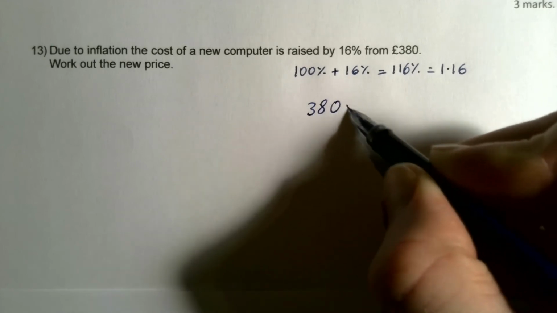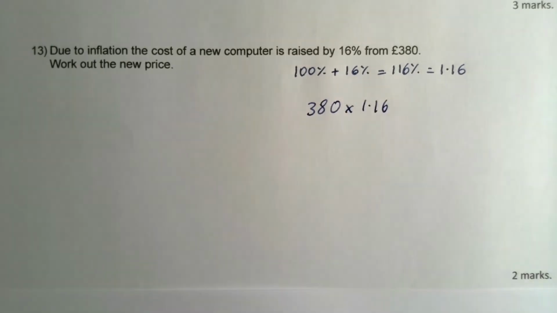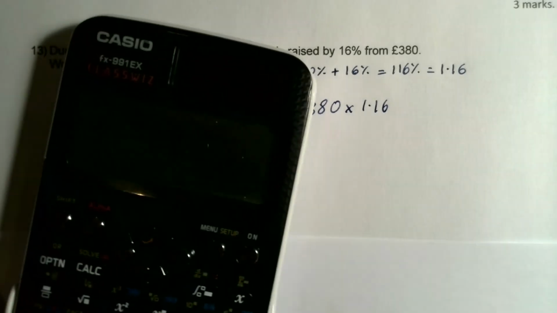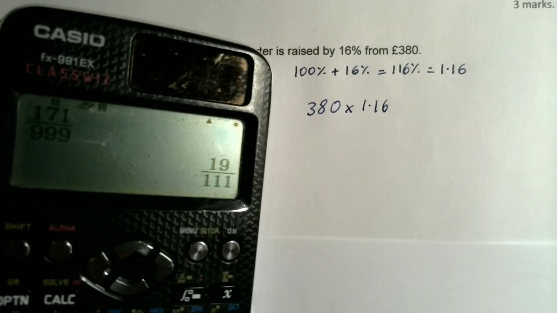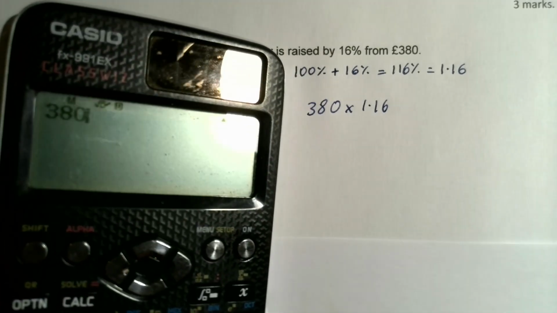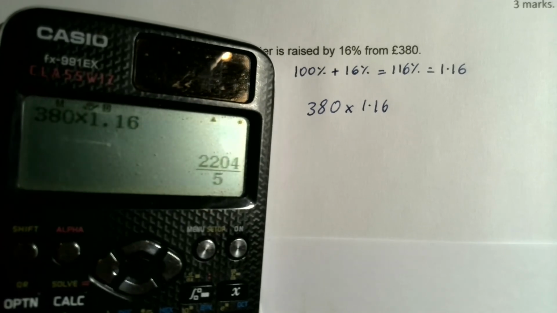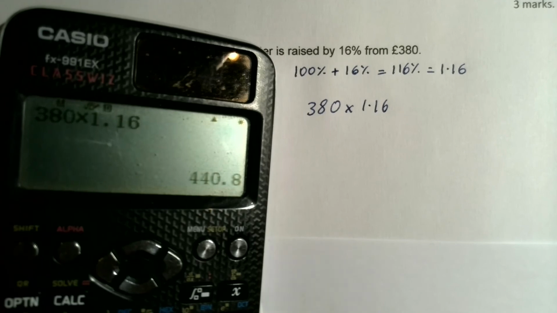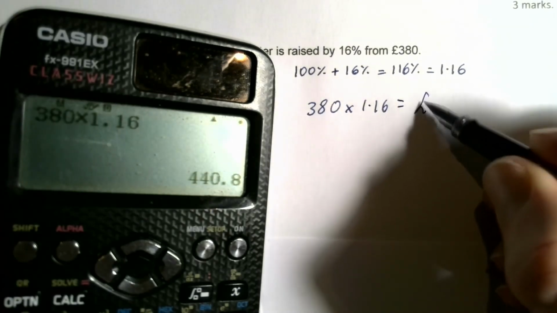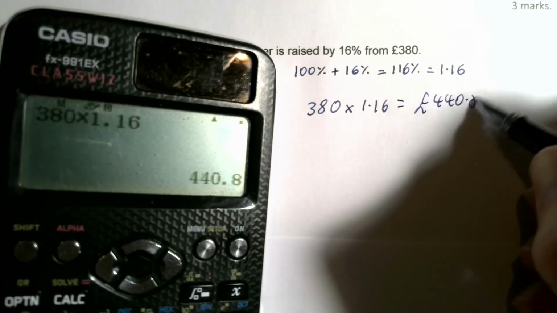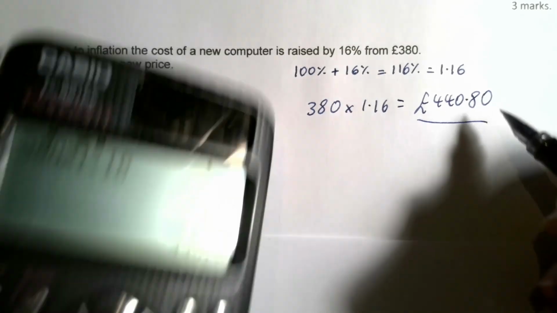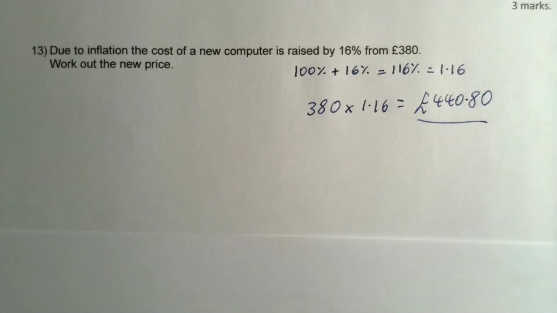So 380 multiplied by 1.16, pop that into your calculator, and it gives us, S to D, £440.80. Oh, don't write P on the end there, folks, because that means you're using 2 different units and you lose a mark for units. So just £440.80.